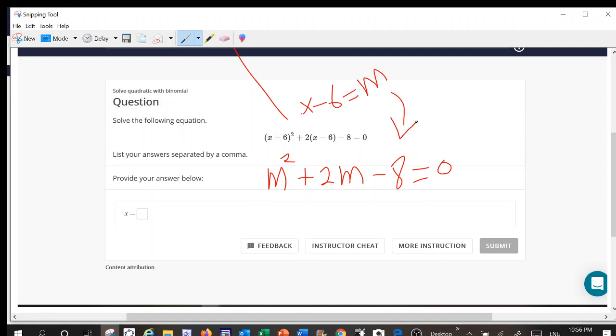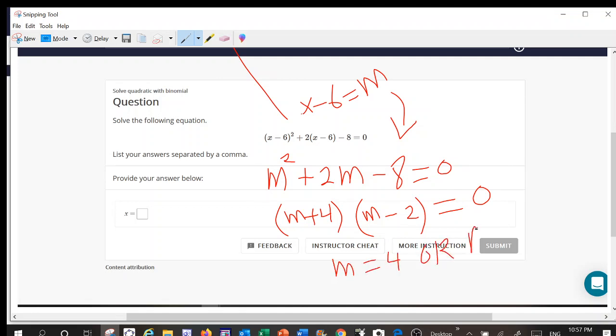In fact, we don't even need the quadratic formula for this because we can factor it. What are the two numbers? You multiply, you get negative 8, and you add, you get 2. Well, 4 and 2, and if you make this minus and make this plus, it works. So m equals negative 4, or m equals positive 2, because you have to set these equal to 0, right? So m plus 4 equals 0, then we get that. And then m minus 2 equals 0, then we get that.